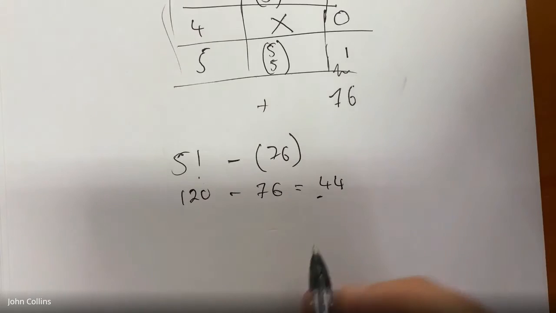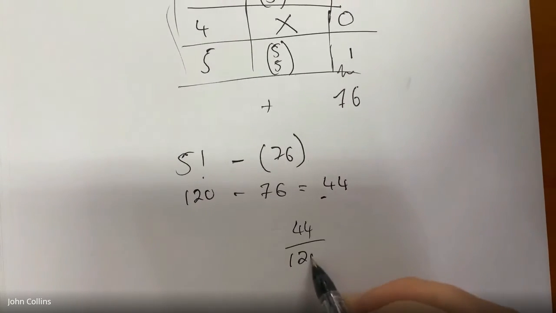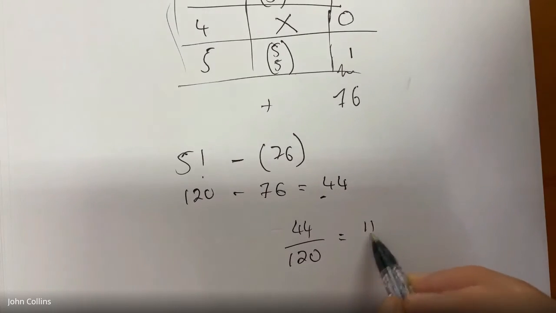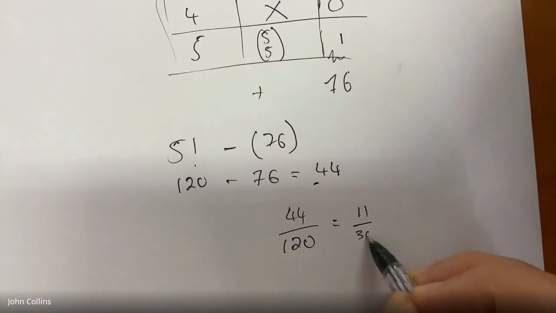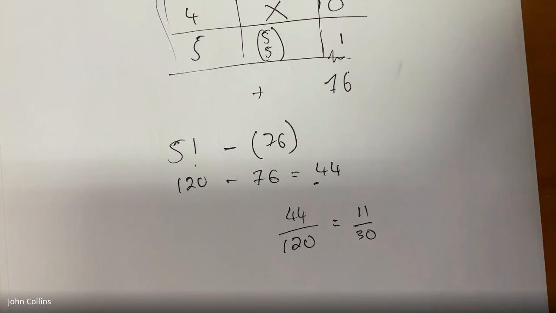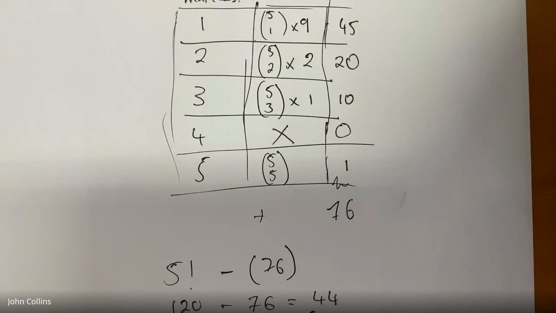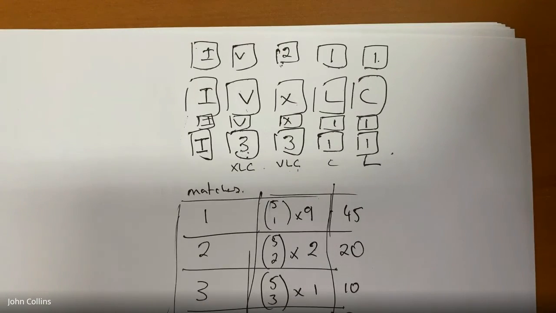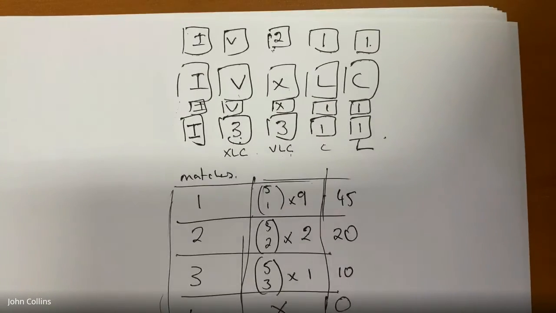44 ways out of that 120 is our probability, which can be simplified, divided by 4, to 11 over 30. Was it a show of that? Yes, it was 11. Okay. Now, I think that was the hardest one. When I did that, I got it wrong about 3 times. It took me a while to figure out. I did have to draw it out like that and just go through each one.